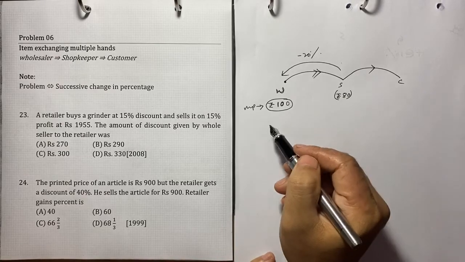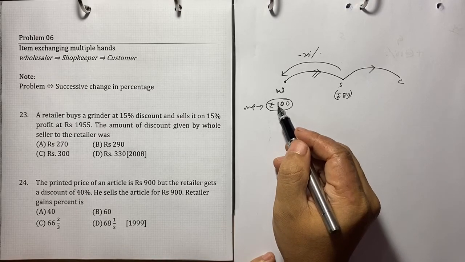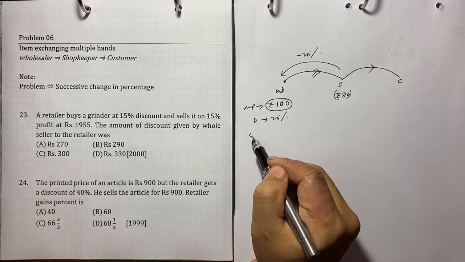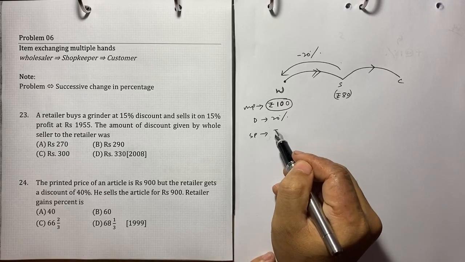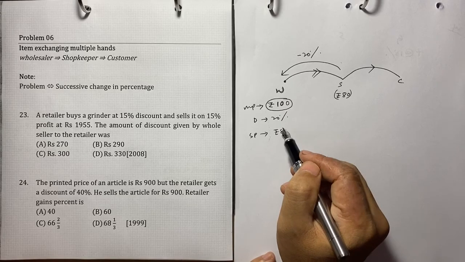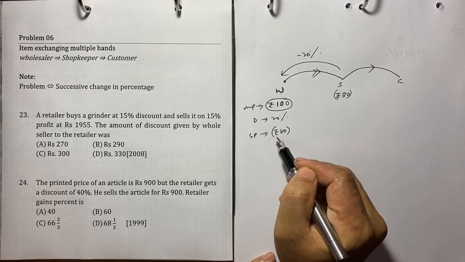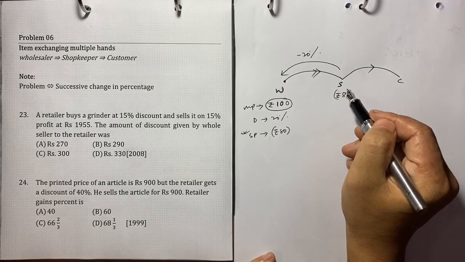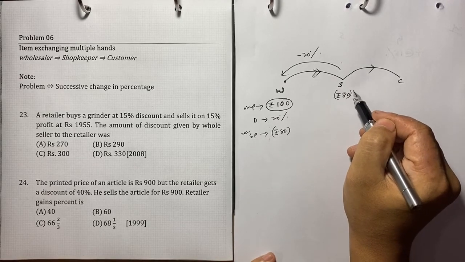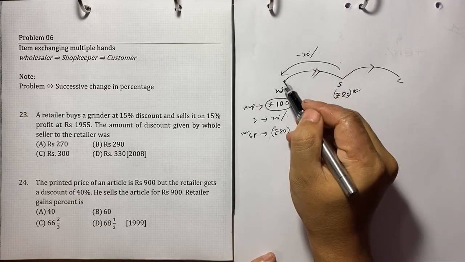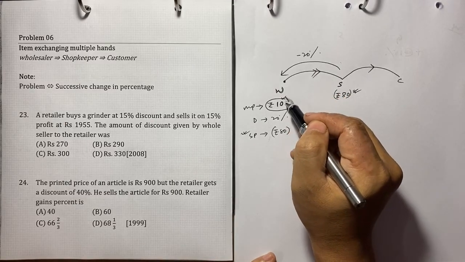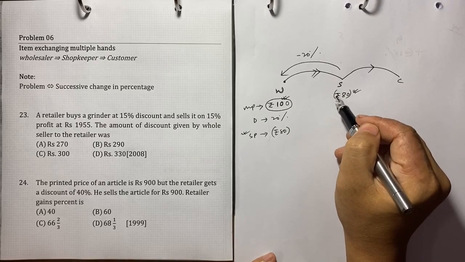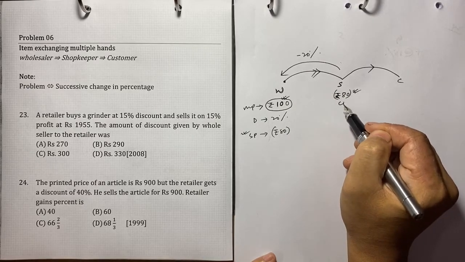So the discount is 20%, and the selling price will become rupees 80. The wholesaler's selling price, rupees 80, is the shopkeeper's cost price.